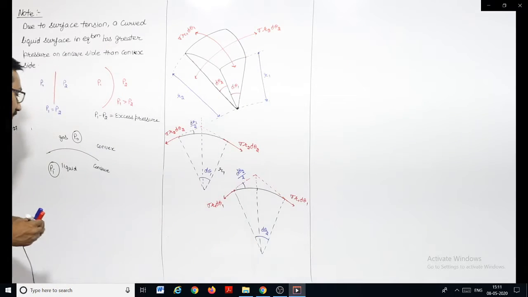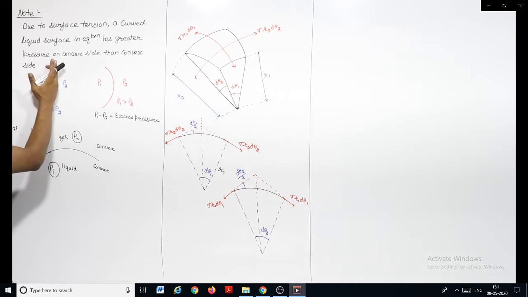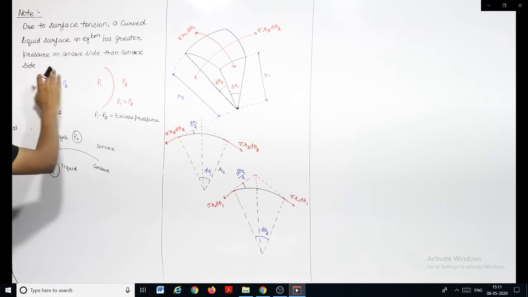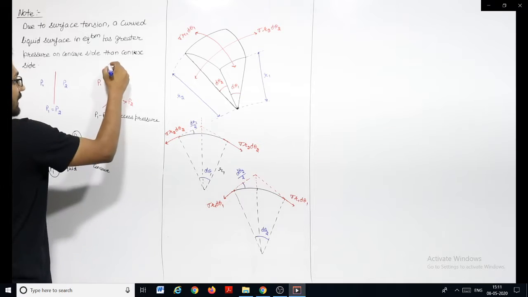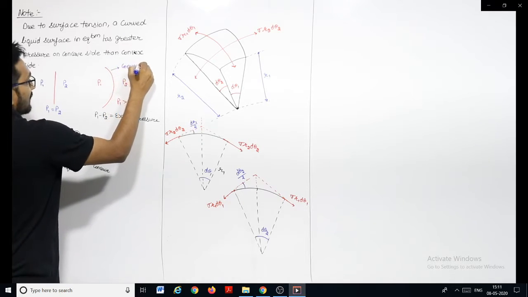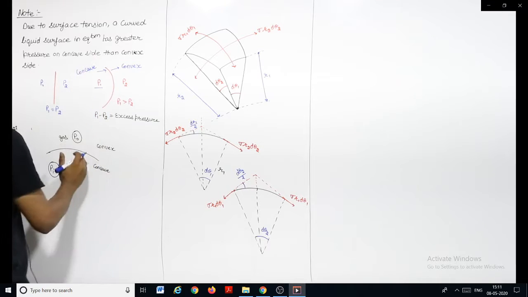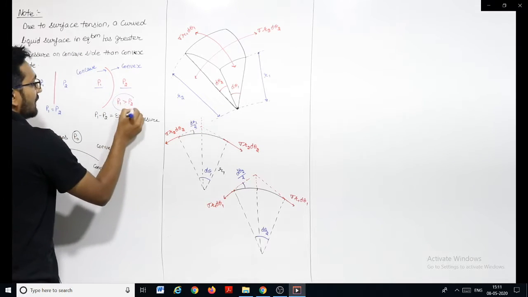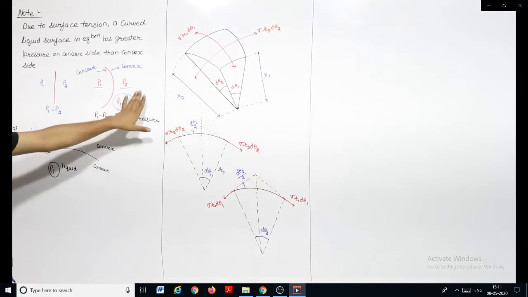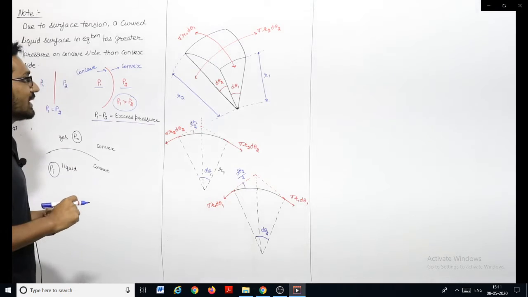Suppose the liquid surface is a straight line, and on this interface the pressure here is P1 and here is P2. Generally P1 is equal to P2. But if the liquid surface is curved, this side is known as the convex side and this side as the concave side. If P1 is the pressure on the concave side and P2 is the pressure on the convex side, then because of the surface tension, P1 is greater than P2, and the difference between them, P1 minus P2, is known as excess pressure.